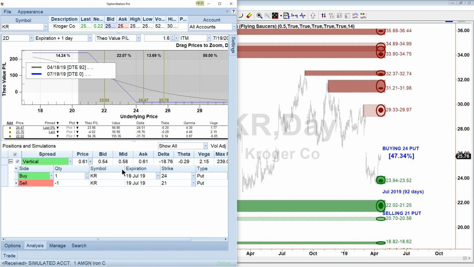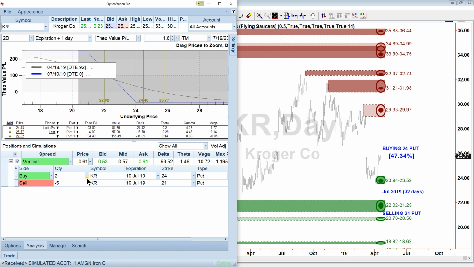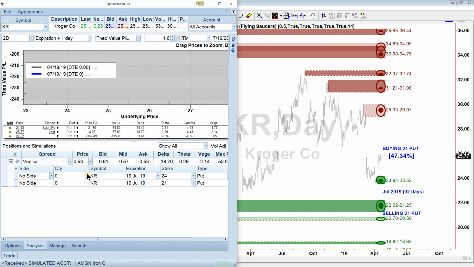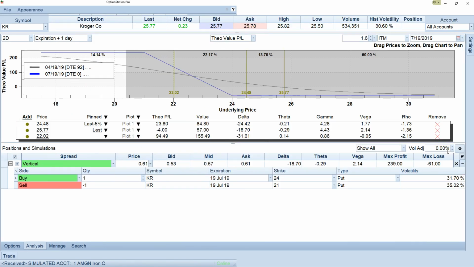If you're wrong, of course, you're gonna lose what you pay, which is 58 cents times 100. That's $58 per spread. And of course, you would decide how many spreads you want depending on your risk appetite. You may do 1 spread, 2 spreads, 5 spreads. The quantity of spreads to be executed depends on your risk management rules. So anyway, I'm just gonna enter it here for myself, and we will call it a day.